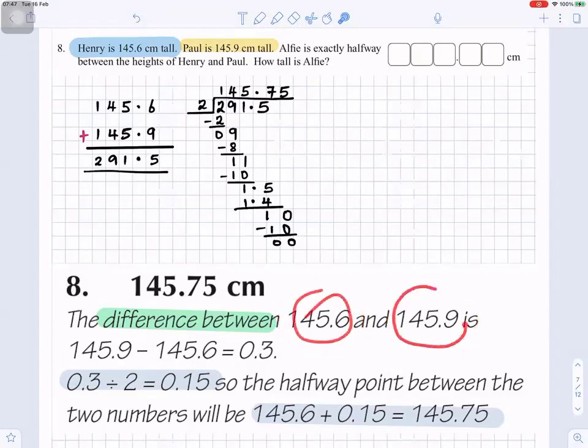You can do it that way, or you can find the difference between 145.6 and 145.9. And that difference is 0.3. You half of that 0.3. What's half of 0.3? It's 0.15. So the halfway point between the two numbers would be you add 145.6 plus that 0.15. It gives you 145.75.